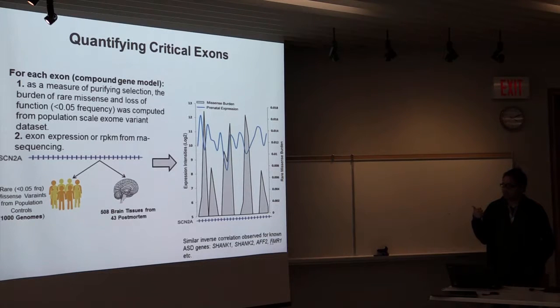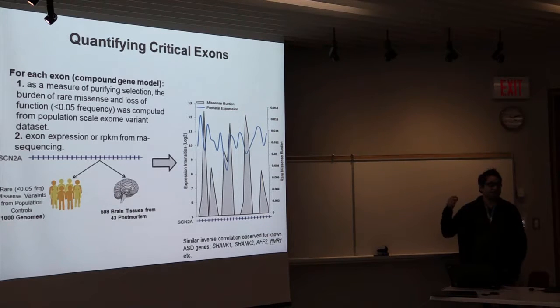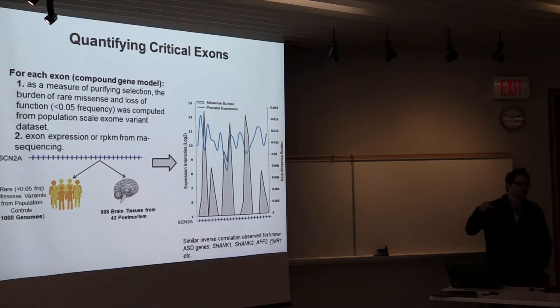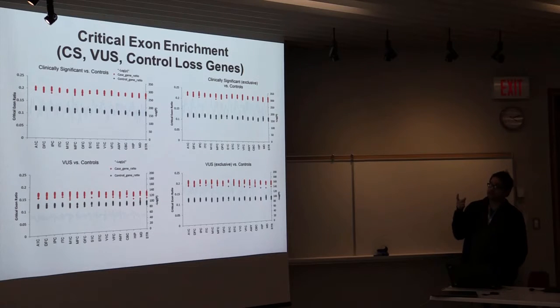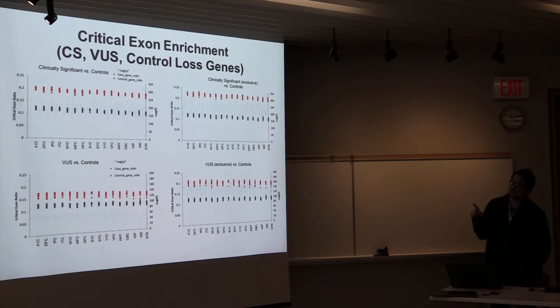And this exon was shown to be highly targeted for de novo mutation in autism spectrum disorder. We already published this paper in Nature Genetics showing the enrichment of de novo mutation in critical exon. So what we wanted to see is whether the critical exons are enriched in clinically significant variants for certain genes compared to the control genes. So this is the result. The red dots show the critical exon ratio for the clinically significant variant genes, and the blue dots show the critical exon ratio for the control genes.